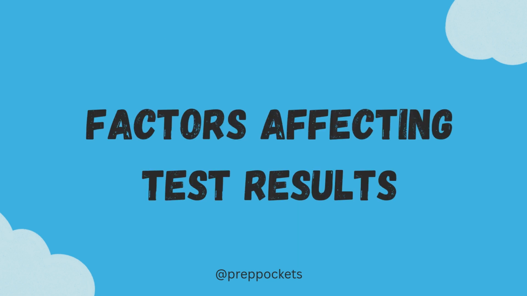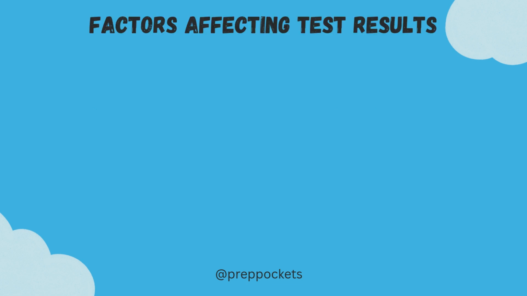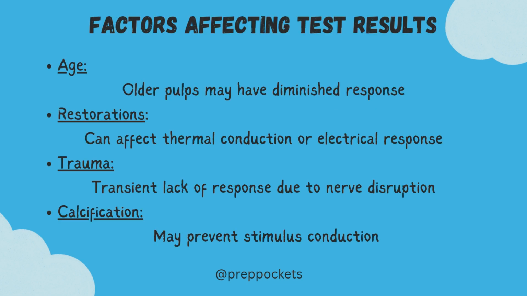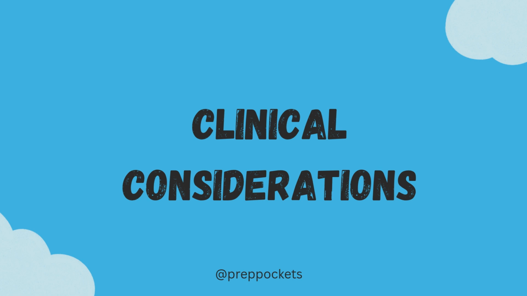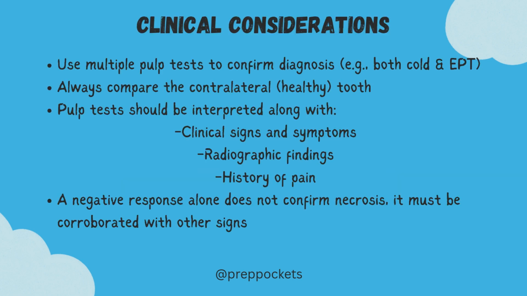These are some factors that affect the results: age of the patient, existing restorations, traumatic injury to the tooth, and calcification of the tooth. Some important clinical considerations. Before testing, always take a detailed history. Compare with the contralateral tooth. Isolate and dry the tooth properly. Avoid metal restorations that may affect EPT. And most importantly, never base your diagnosis on just one test.